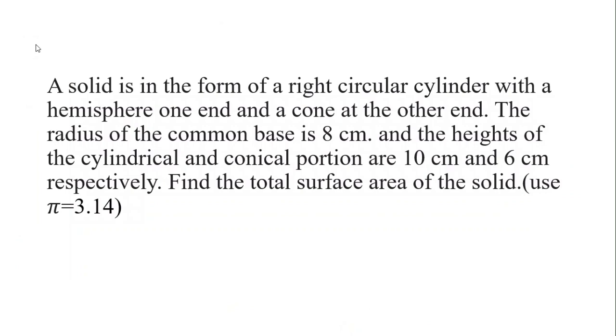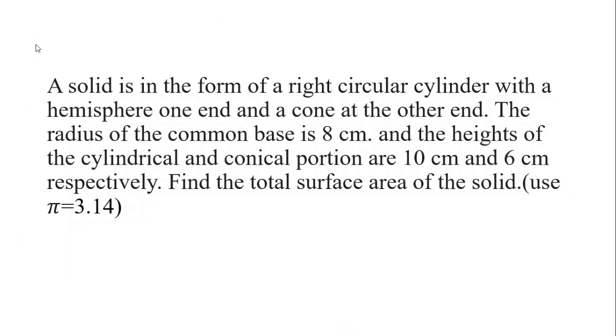A solid is in the form of a right circular cylinder with a hemisphere at one end and a cone at the other end. The radius of the common base is 8 centimeters and the heights of the cylindrical and conical portions are 10 centimeters and 6 centimeters respectively. Find the total surface area of the solid. We have to take the pi value as 3.14.